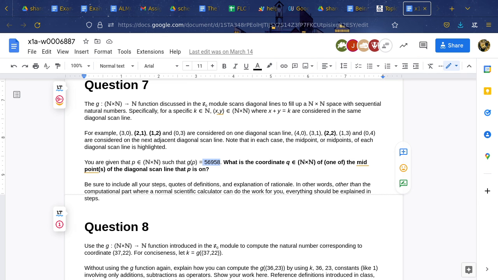That turns out to be 56,938. 58. But what we want to know is, where is that? And from where that is, we want to figure out where's the midpoint of that. So what do you do? You're given the natural number, we want to find the coordinate. Plug it into that function we used last time. G, direct G, inverse. Very good. Okay, so we apply G inverse to 56,958.